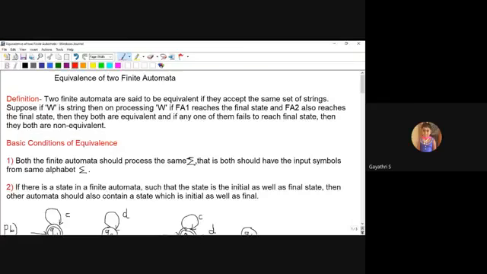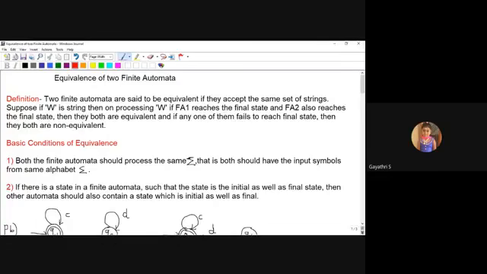Suppose W is a string. On processing W, if finite automata 1 reaches the final state and finite automata 2 also reaches the final state, then they both are equivalent. If any one of them fails to reach the final state, then they both are non-equivalent. This is the definition of equivalence of two automata. Only two basic conditions are there in the equivalence of two finite automata.